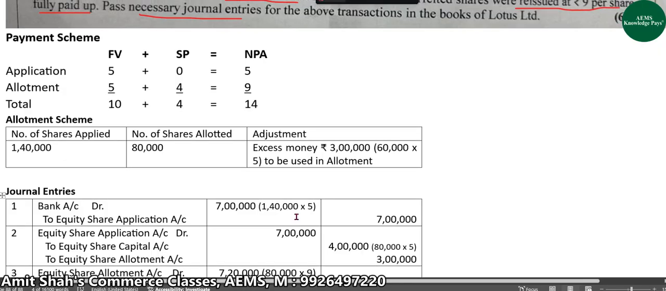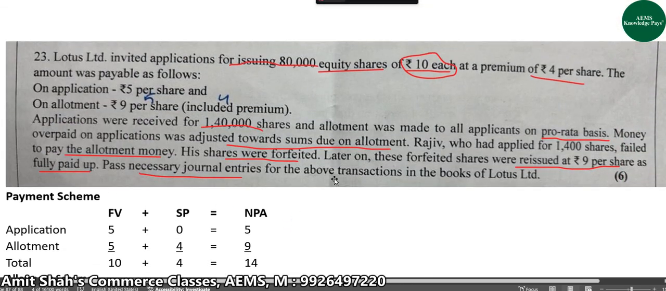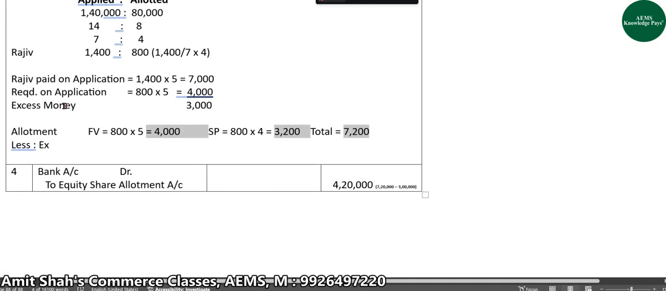Now he failed to pay anything on allotment. This is what the question says. He did not pay anything on allotment. But we already have his excess money of rupees 3000. Excess money is always first used for face value. So this 3000 we will use for face value first. And in face value only the entire excess money will get exhausted, because the face value amount we require is 4000 but excess money is 3000. It means nothing could be adjusted towards securities premium.